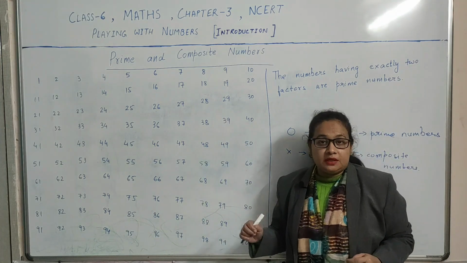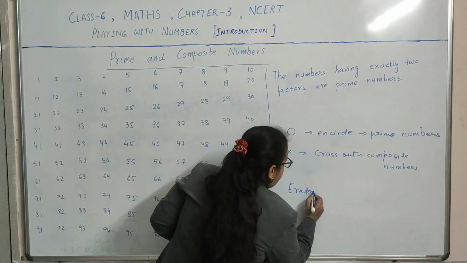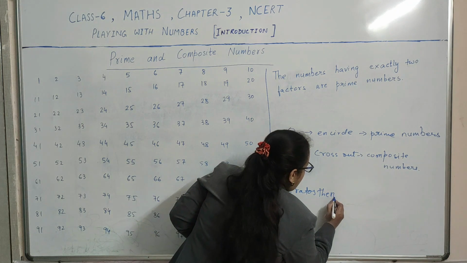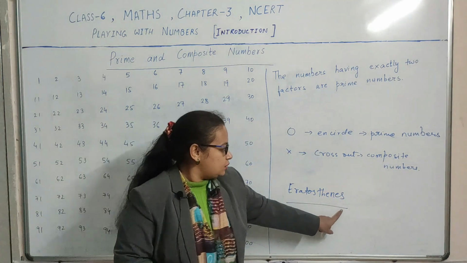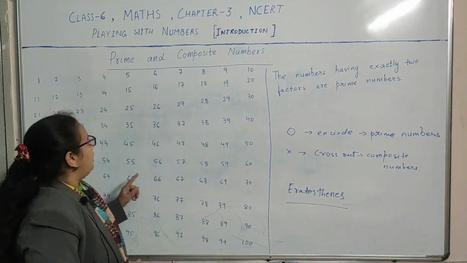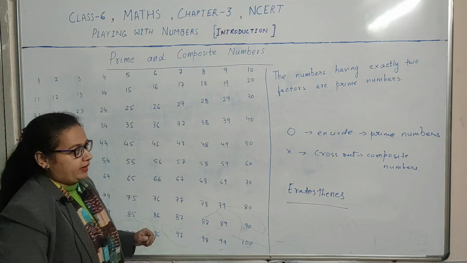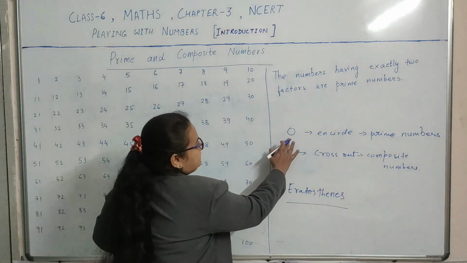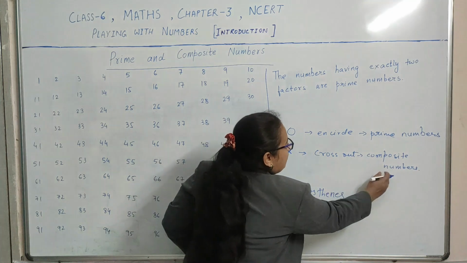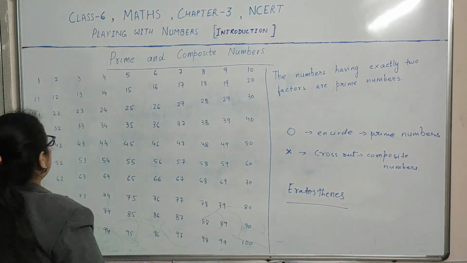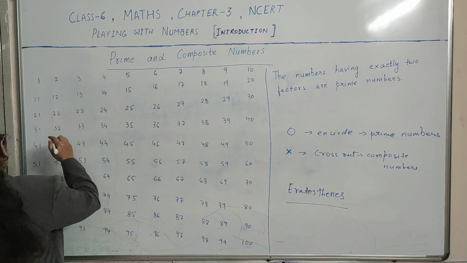No, we will find an easier method by which we can find the prime numbers from 1 to 100. This method was given by a Greek mathematician whose name was Eratosthenes. He gave this method by which we can easily find the prime numbers from 1 to 100. So I will encircle the prime numbers and I will cross out the composite numbers. Now you see how the method will work.